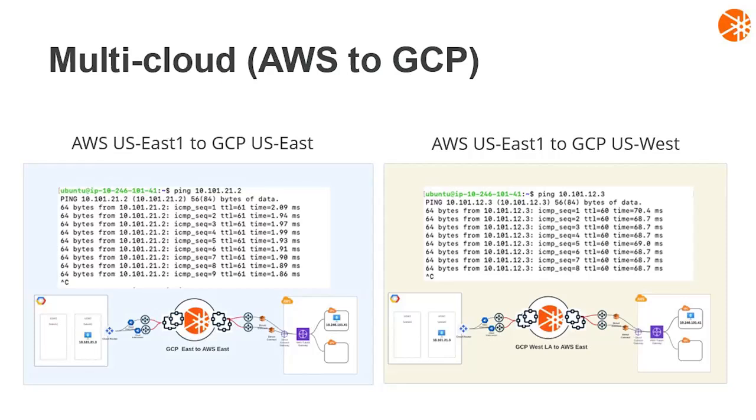GCP West actually is very interesting. It is not San Francisco. It is in LA. So as you can see, the latency is a little bit longer than the AWS East to AWS West, but still, it's 68 milliseconds. It is a very impressive number compared to other solutions currently on the market. Yeah, that's impressive.